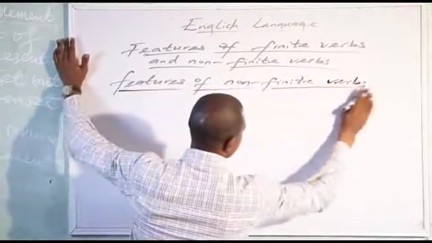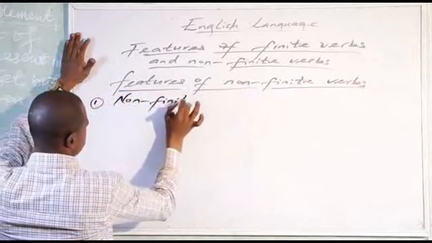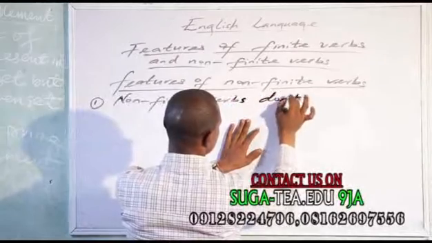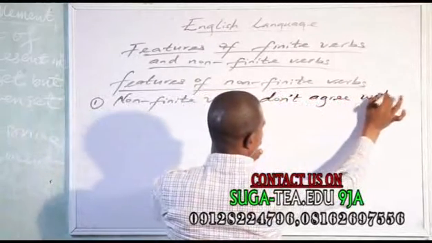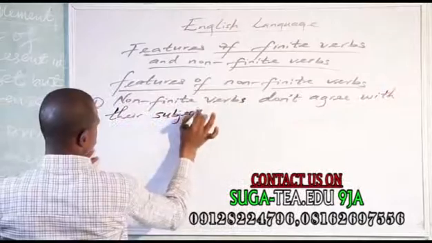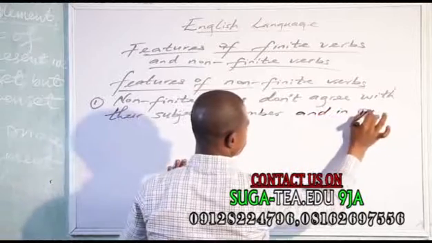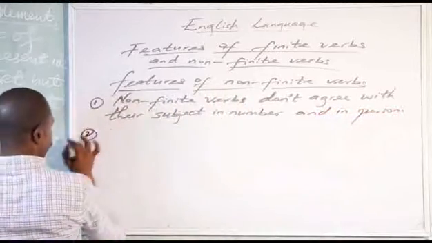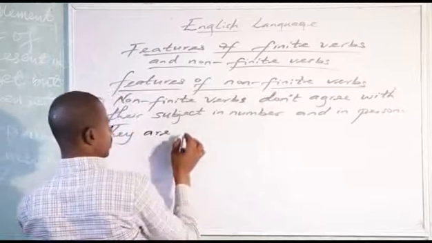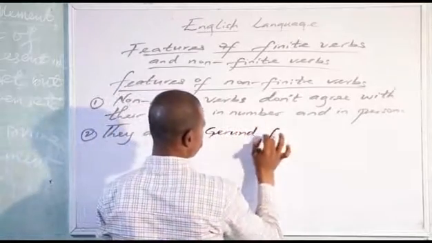Features of non-finite verbs. Number 1, non-finite verbs don't agree with their subjects in number and in person. Okay? 2, they are in gerund form. They are in gerund form.